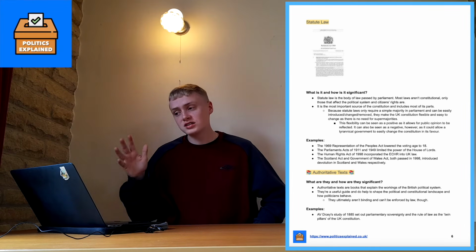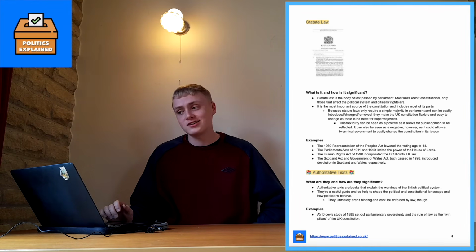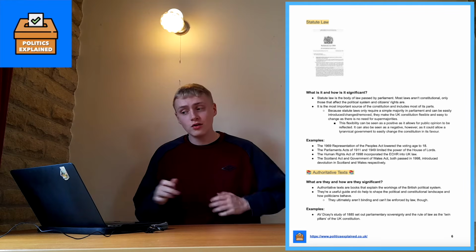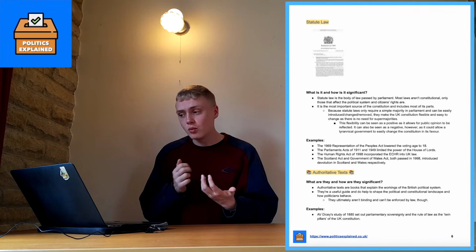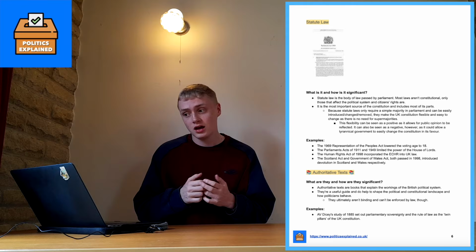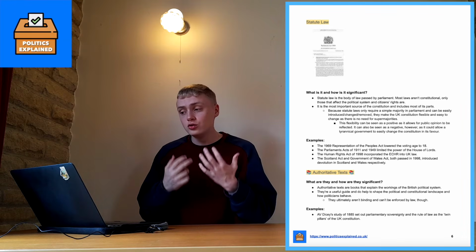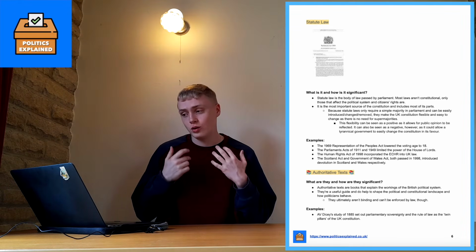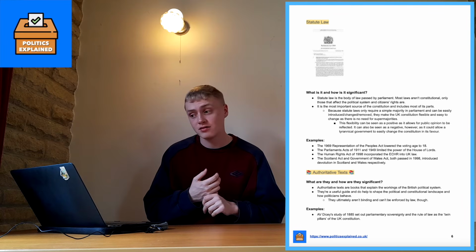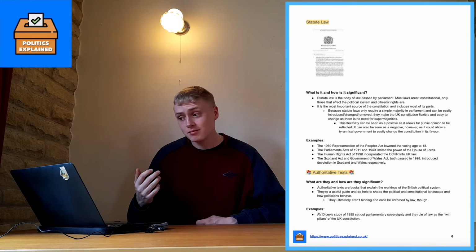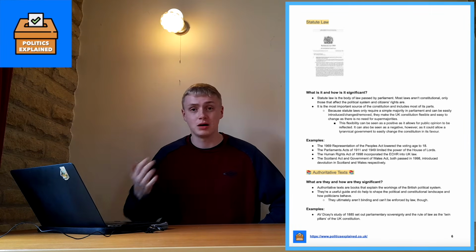The third type of source of the constitution I'm going to look at is authoritative texts. Authoritative texts are books that explain the workings of the British political system. They're a useful guide and do help to shape the political and constitutional landscape and how politicians behave. But ultimately, they're not binding and can't be enforced by law.